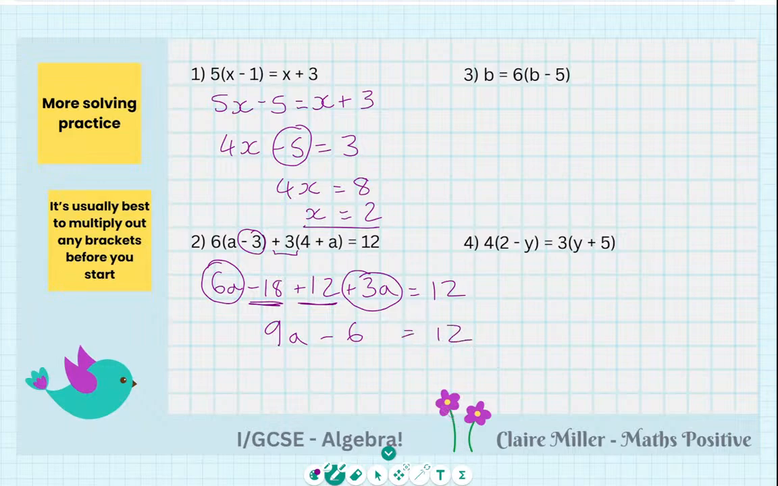And then we've got 12 on this side. So finally, we're adding 6 to each side. So we get 9a equals 18. And then we're dividing both sides by 9. So we end up with a equals 2. There we go.